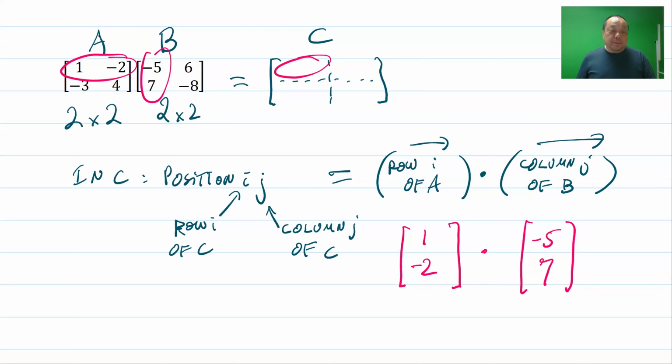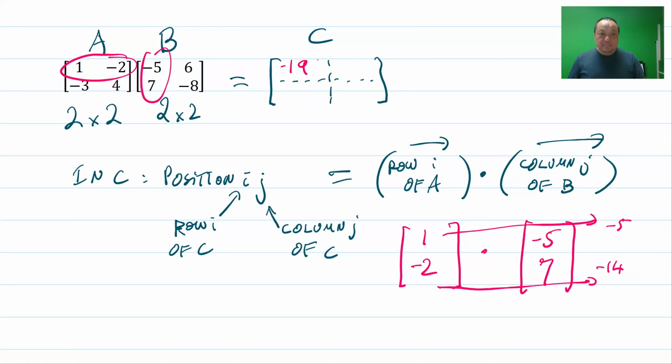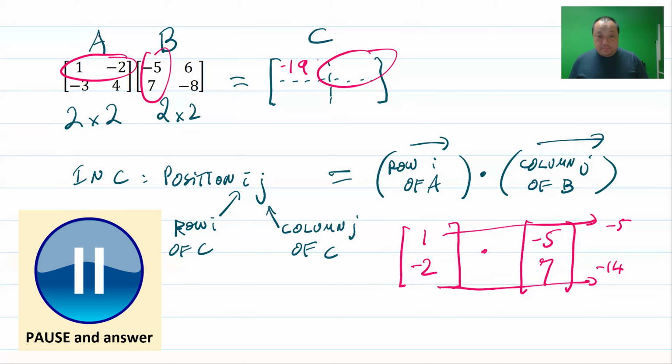That's the dot product that I'm carrying out. 1 times negative 5 is negative 5, negative 2 times 7 is negative 14, and if I add these together, I have negative 19. So negative 19 goes into that spot. All right? Go ahead and try to do this spot. Press pause and go ahead and work on it using the rules that you've seen, and come back when you're done.